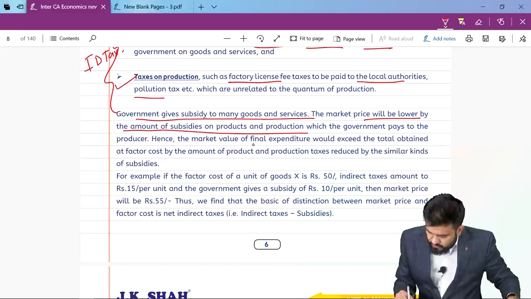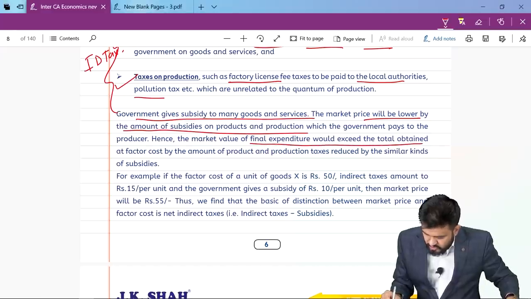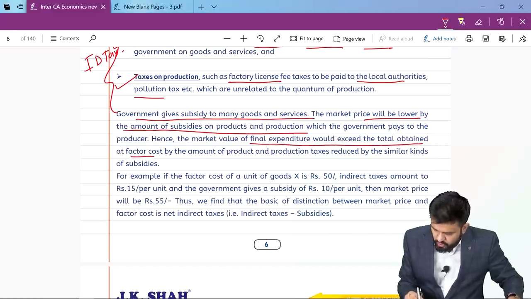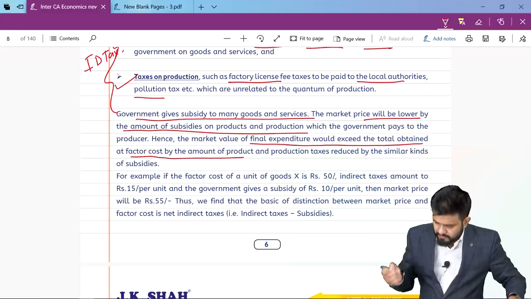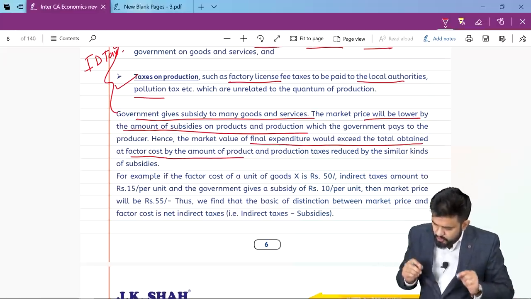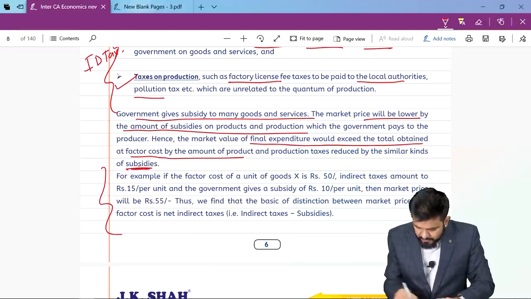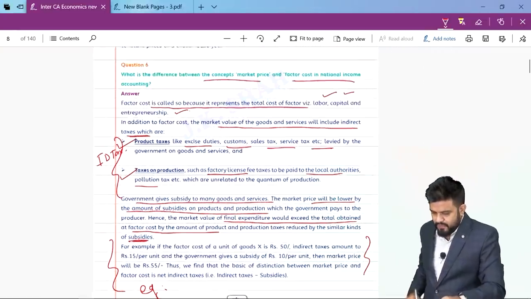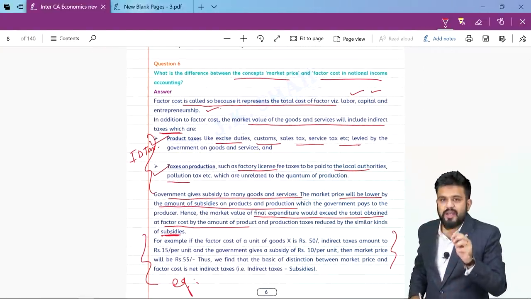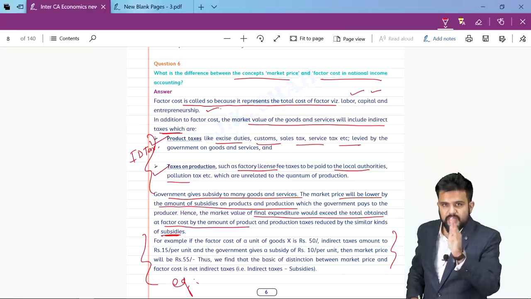Hence, the market value of final expenditure would exceed the total factor cost by the amount of the product and production taxes, reduced by the similar kind of subsidies. So your example is given. If possible, support your answer with an example. So this was a very simple 2 marks question. What is market price? What is factor cost?